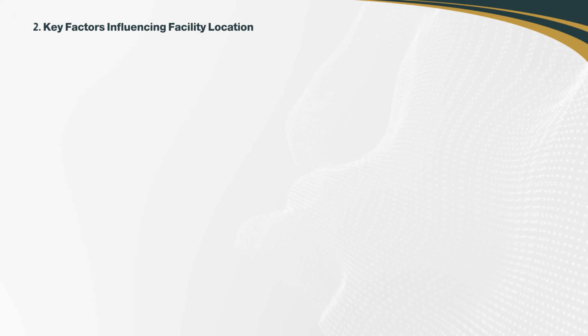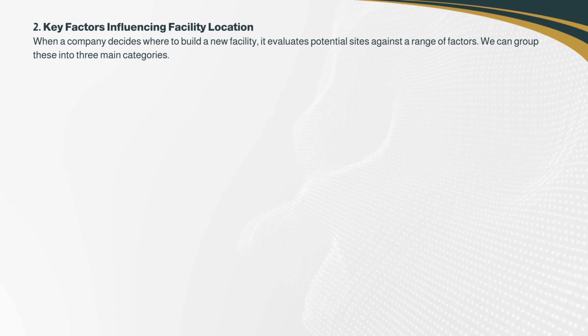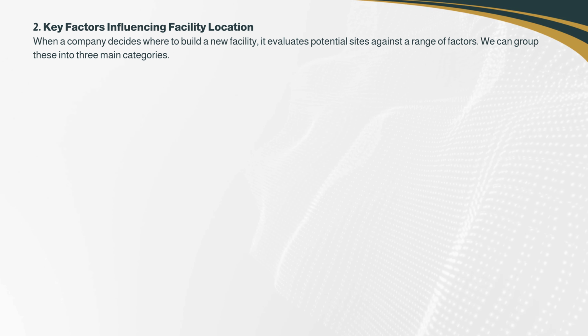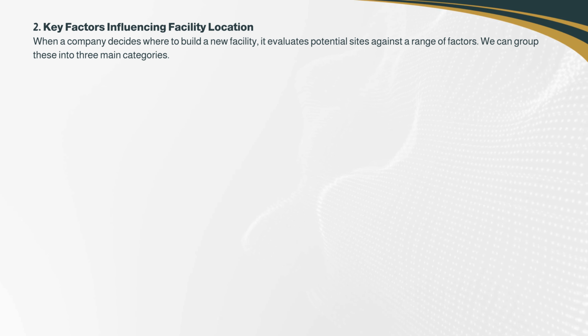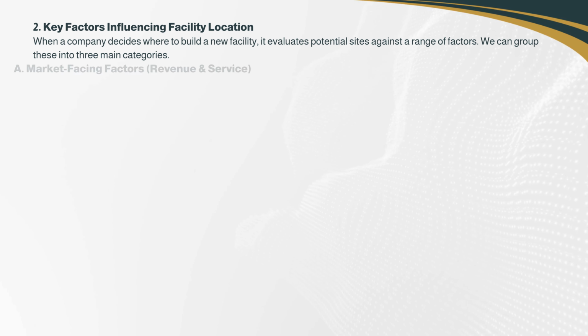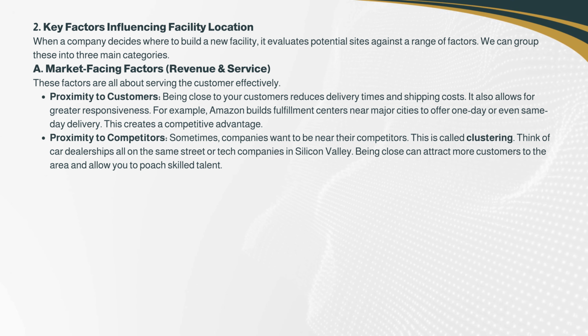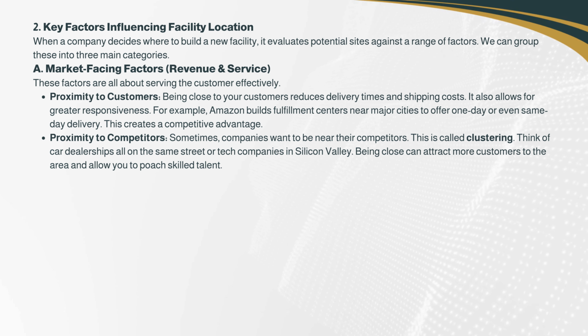2. Key factors influencing facility location. When a company decides where to build a new facility, it evaluates potential sites against a range of factors. We can group these into three main categories. A. Market-facing factors, revenue and service. These factors are all about serving the customer effectively.